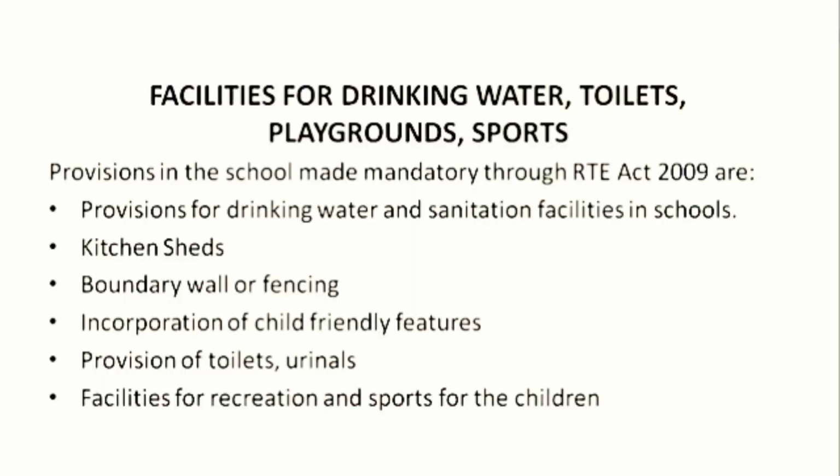Now, let us discuss the facilities for drinking water, toilets, playgrounds and sports facilities. Provisions in the school made mandatory by the RTE Act 2009 are the provision for drinking water and sanitation facilities in the school premises, and kitchen sheds should be properly built and monitored well. Boundary wall or fencing, incorporation of child-friendly features, provision of toilets, urinals, facilities for recreation and sports for the children.